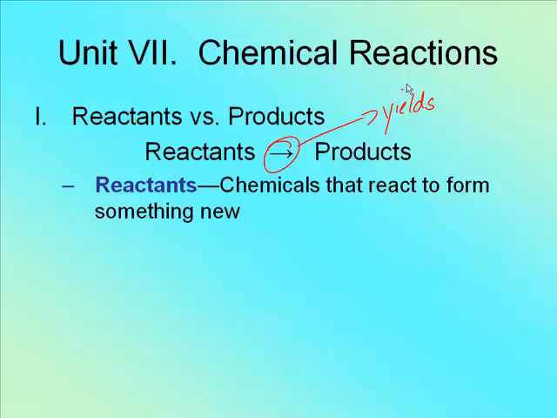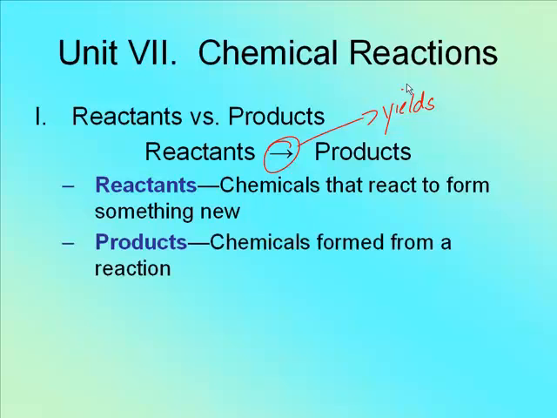Your reactants are always the chemicals that react to form something new. So they are going to undergo some sort of chemical change to create a totally new product that has totally different properties than the reactants had. Your products are obviously the chemicals formed from a chemical reaction. So again, it's always written from left to right, and no matter what reaction you look at, you always look at it from left to right. Reactants on the left, products on the right.